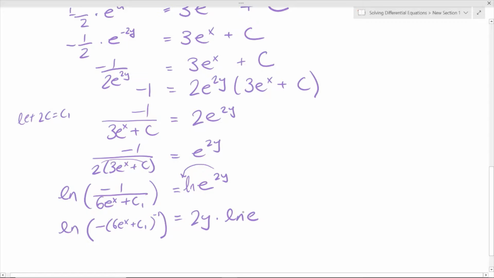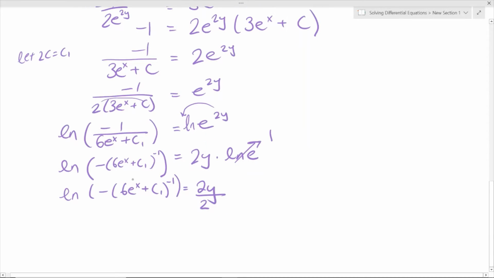So this ln e is just going to be 1, okay? And so ultimately here we have ln of -6e^x plus c1. I'm just going to rewrite this to make it look neater: it equals 2y, and we can divide both sides by 2 so we can isolate for y. So this is going to make y equal to 1/2 ln of -6e^x plus c1, to the exponent of -1.